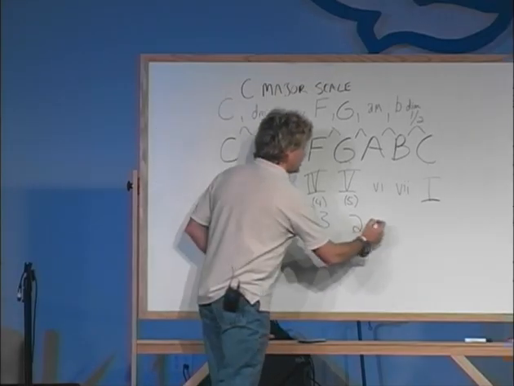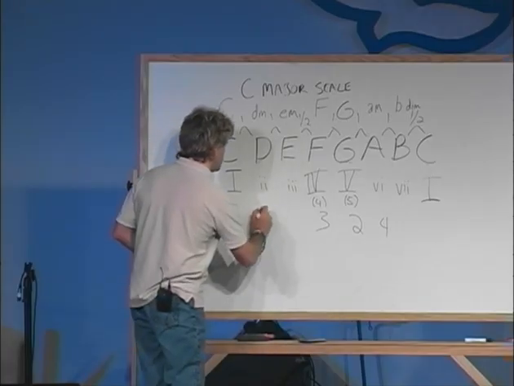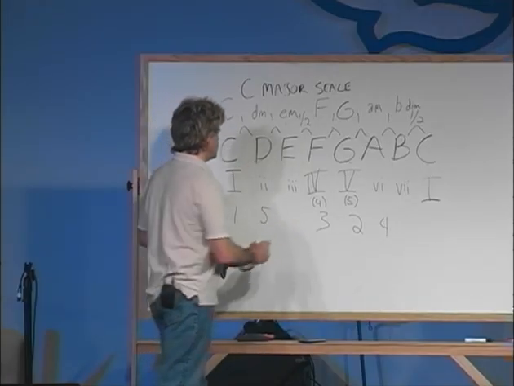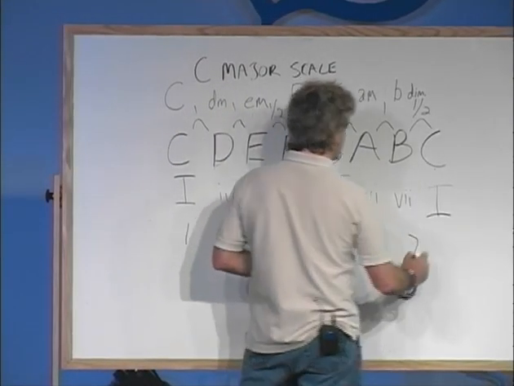And then the fourth most common chord would be that A minor. Fifth would be the D minor. Sixth would be the minor third or the E minor. The seventh would be that diminished chord.